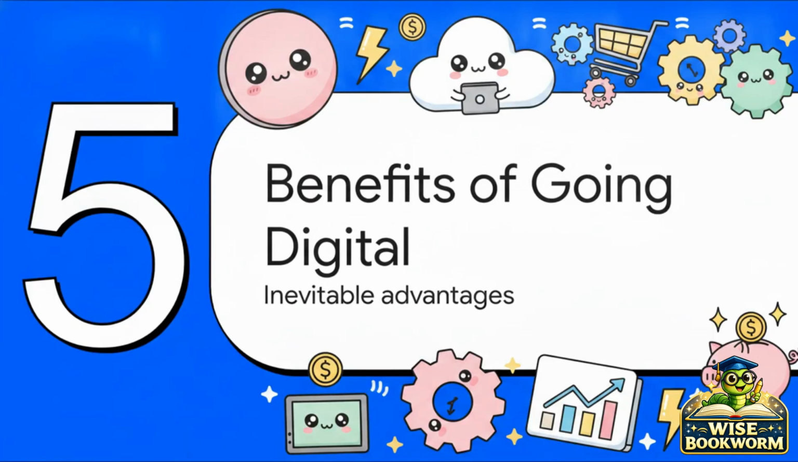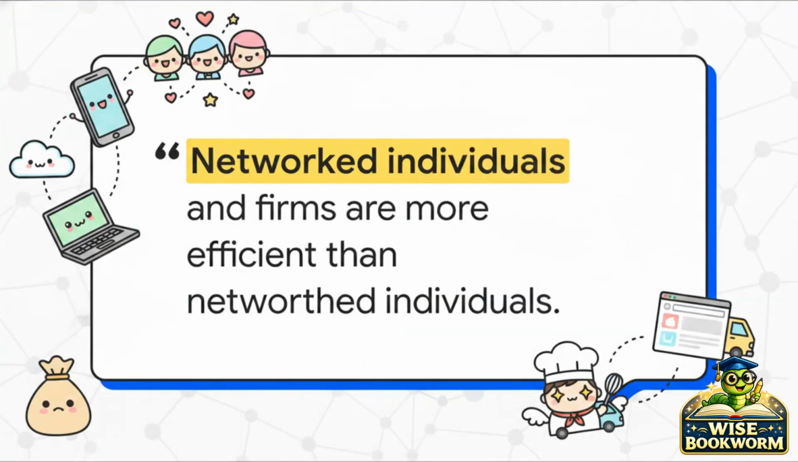And that leads us perfectly into our final section, Section 5, the undeniable benefits of going digital. There is this deeply fascinating quote from the source material that captures this entire shift perfectly. It says, "Networked individuals and firms are more efficient than net worth individuals." Just think about that for a second. It is a profoundly important shift in how the world operates.